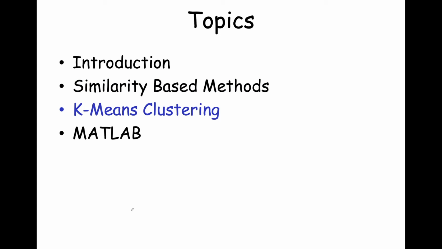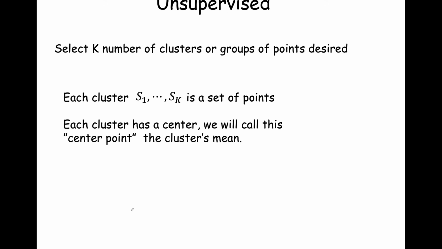So let's take a look at how we group them. We talked about Lloyd's algorithm and k-means clustering earlier in the semester. You select some number of groups K. These are the clusters that you desire. Now, K can be 2, 3, 4. For K equals 1, it's not very interesting. It's just all your data. We name these clusters S1 through Sk, and each one of these clusters is going to be a set of points.